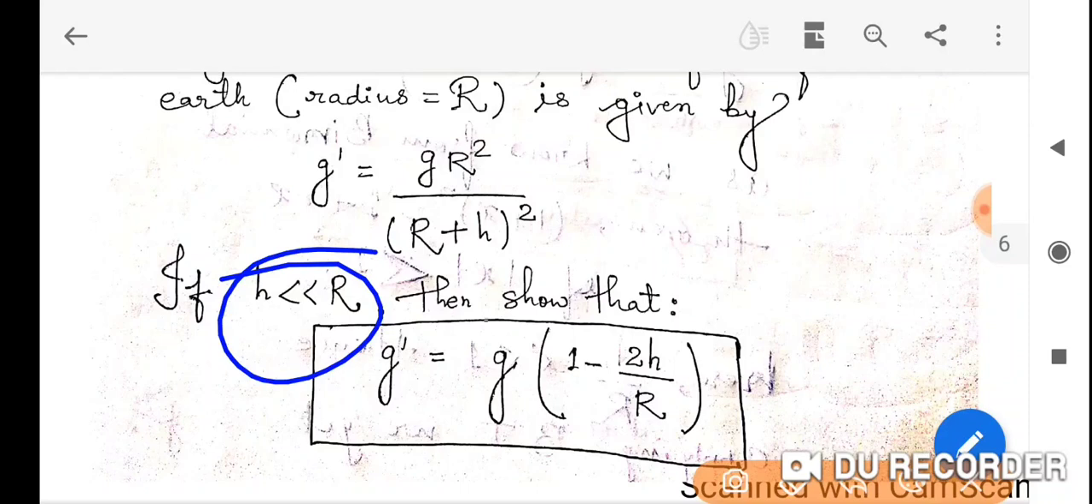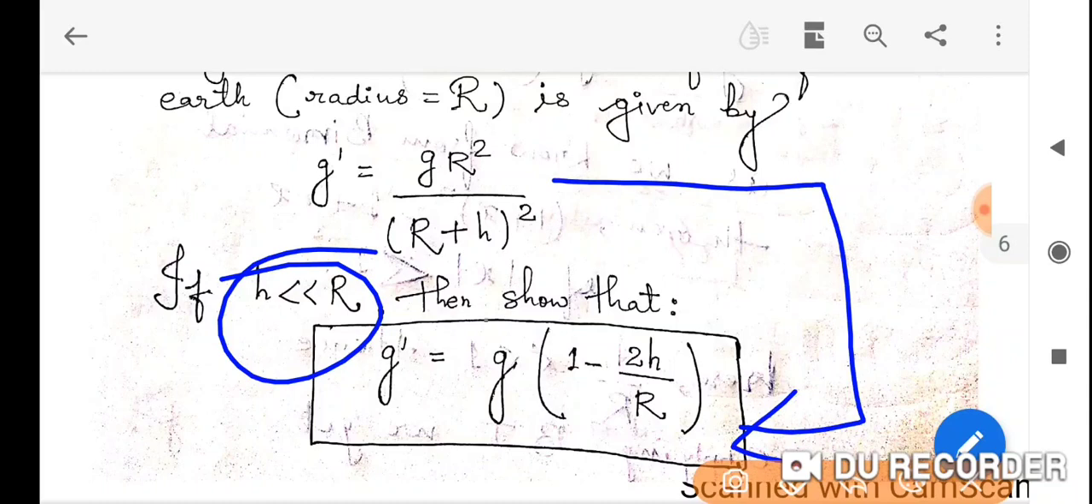Then we have to reduce this expression to the final result, that means g dash equals to g under bracket 1 minus 2h upon R. We will reach the final result from the above given expression using the binomial theorem. Let's see.